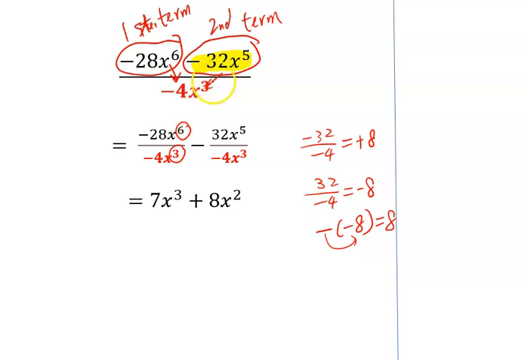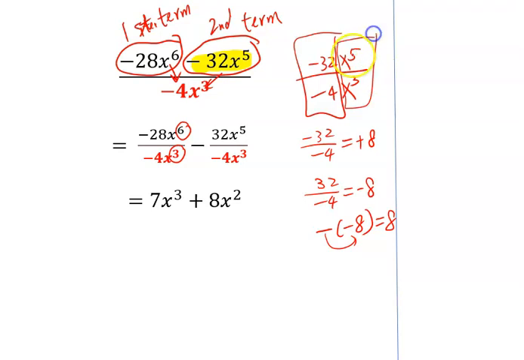So the second item divided by the bottom, you could do negative 32x^5 divided by negative 4x^3, which gives you positive 8. And exponents 5 minus 3 gives us 2. So you can put them together to get 7x^3 plus 8x^2.